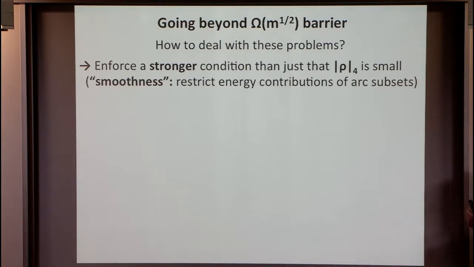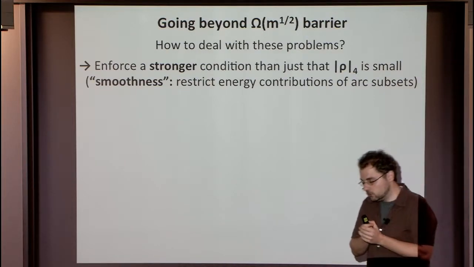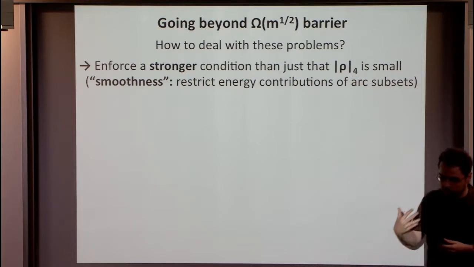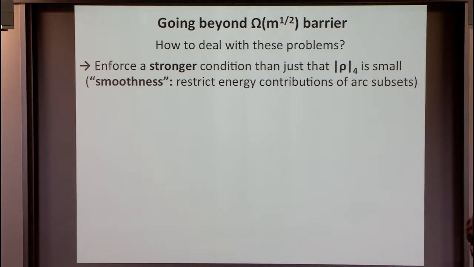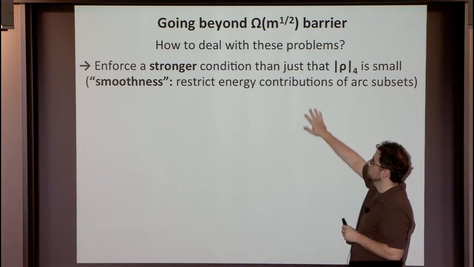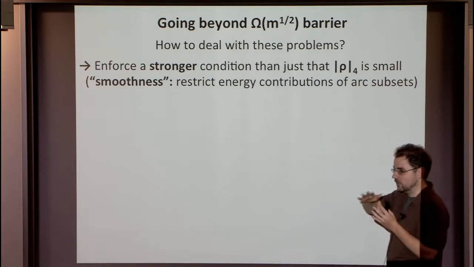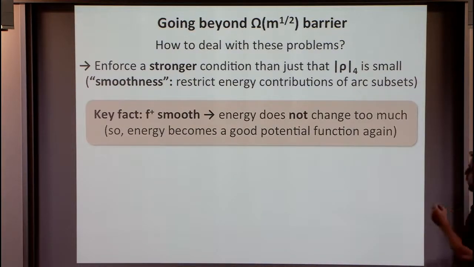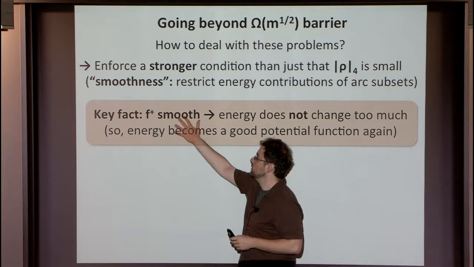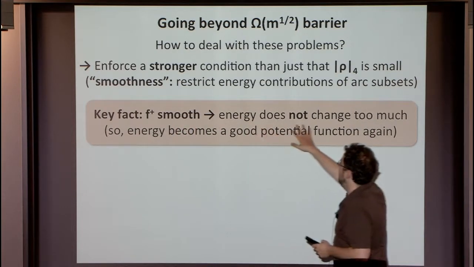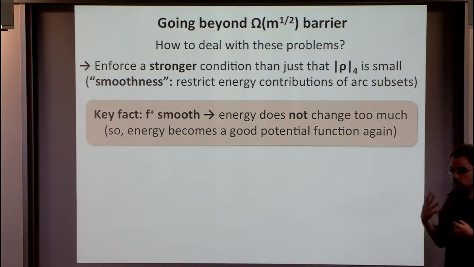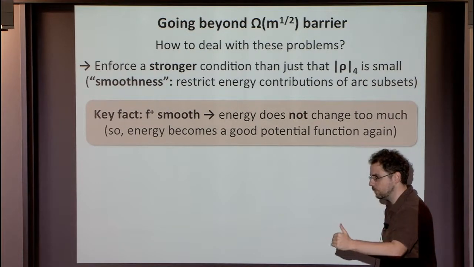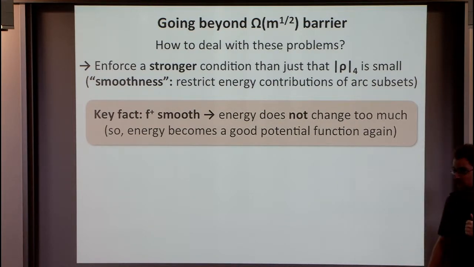So one thing is that first we have to get a good potential. So what we do is, instead of just enforcing a condition that this L4 norm is small, we ask for something stronger. It's some kind of smoothness condition that I will not talk about. Roughly we try to restrict the whole spectrum of energy contribution of edges. The reason we do this is that once we enforce that the flows we use are smooth, then the energy does not change too much anymore, and it becomes a good potential function. But we have to enforce more, and what we get in return is a potential function.